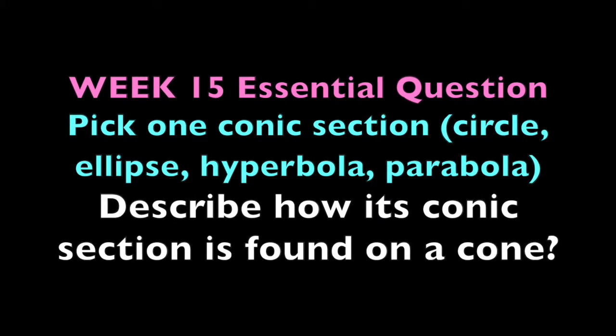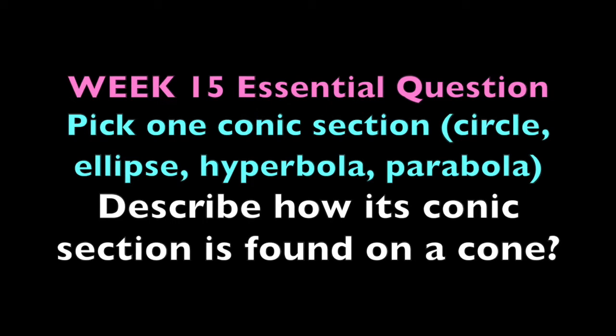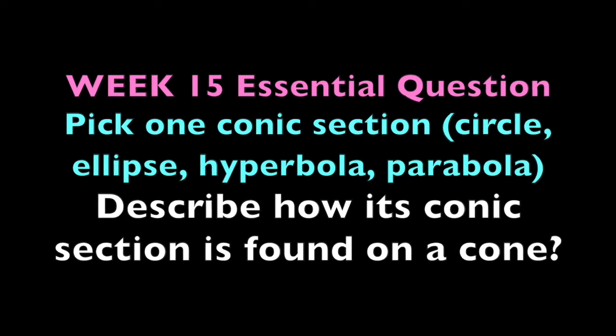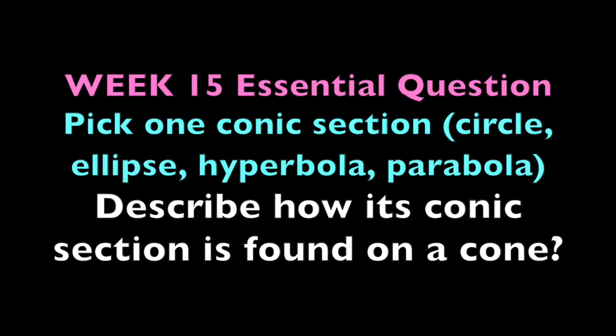So you're going to pick one of those 4, and in the drop box you'll tell me which one you're picking. Then you'll answer this question. Describe how its conic section is found on a cone. So if you pick a circle, there's a specific way it's found on a cone. If you pick an ellipse, there's a different way that it's found on a cone. And you'll understand how to answer this question when we get a couple more slides in today. So pick one conic section, describe how its conic section is found on a cone.